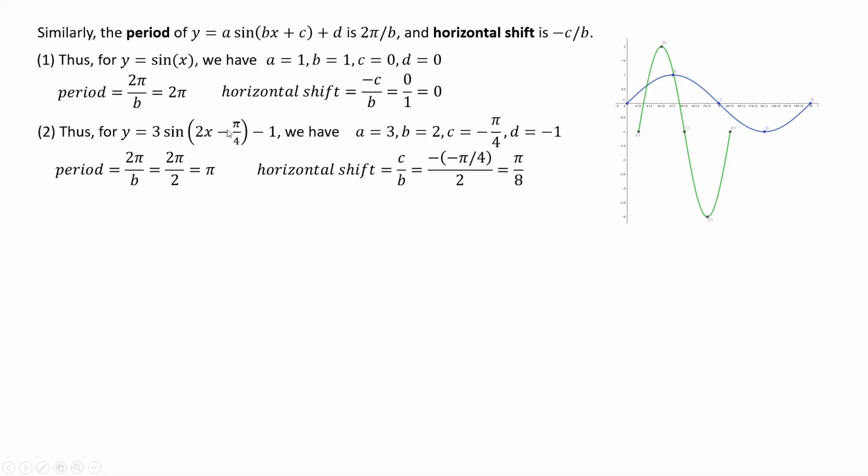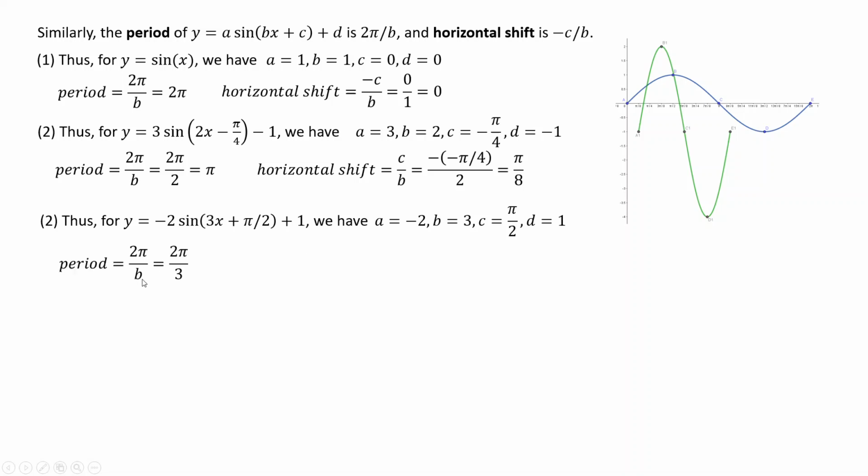As a result of that, C being negative pi over 4 and B being equal to 2. Cool. So this is how you can figure out period and horizontal shift. We also talked about how to find the amplitude. Okay. How about this for y equals negative 2 sine of, what do we have? A equals negative 2, B is 3, C is pi over 2, D equals 1, right? And period would be 2 pi over B, that is 2 pi over 3.